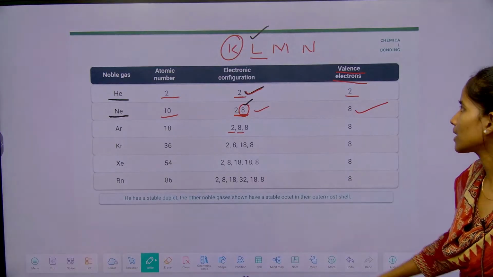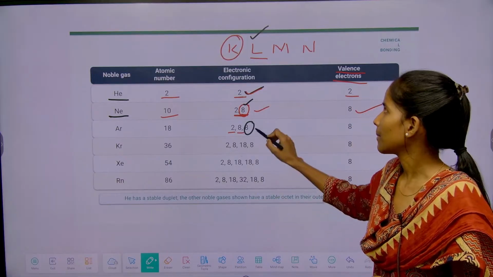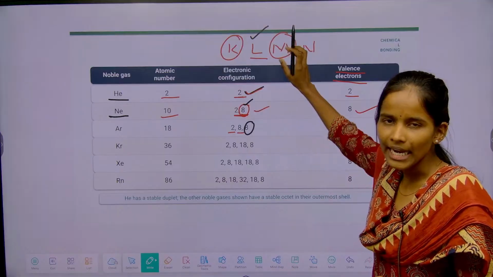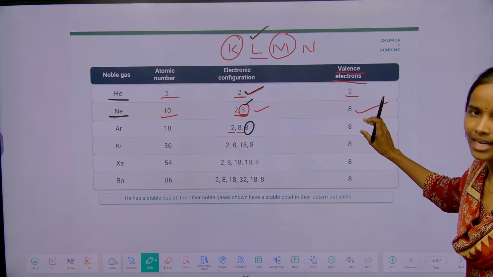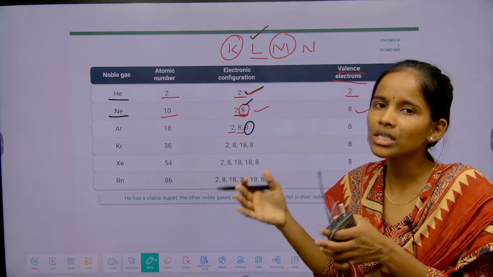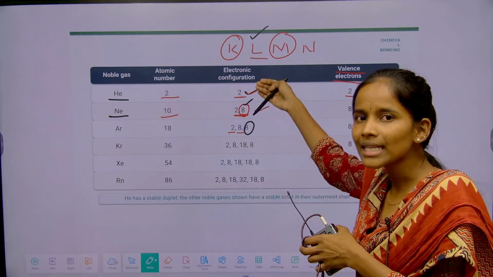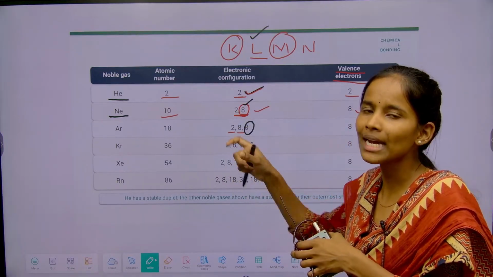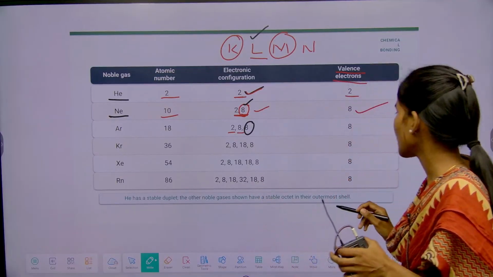Now tell me how many valence electrons argon has. The outermost shell is the M shell. The configuration is K2, L8, M8. In the M shell it has 8 electrons, which means 8 valence electrons. Valence electrons are the electrons in the outermost shell. We write the electronic configuration with the KLMN shells, and the number of electrons in the last shell is what we call valence electrons.